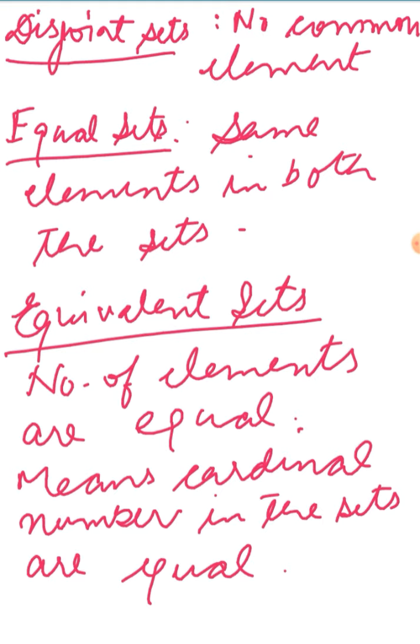Then comes equal sets. So if the elements in both the sets are the same, it means the sets are equal. Then comes equivalent sets. Equivalent set means the number of elements are equal but not the same. Right? So it means cardinal numbers are the same. If in one set there are 4 elements and in the other set also there are 4 elements, it means the sets are equivalent but not equal.